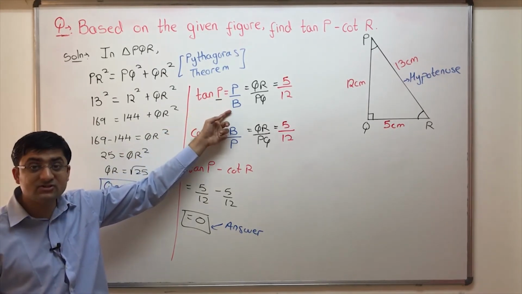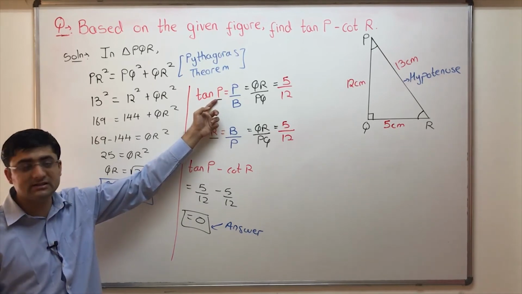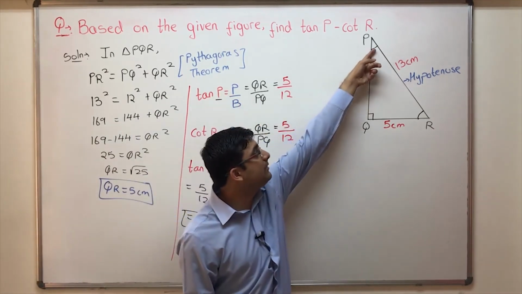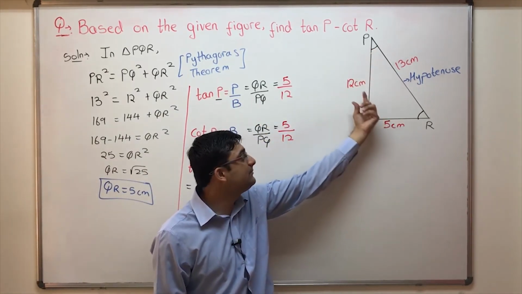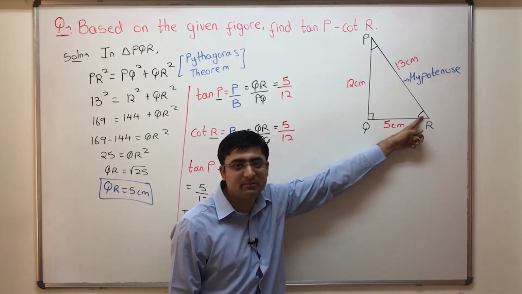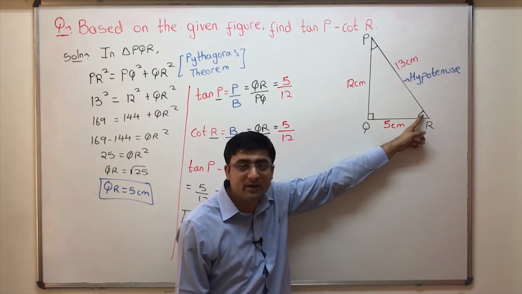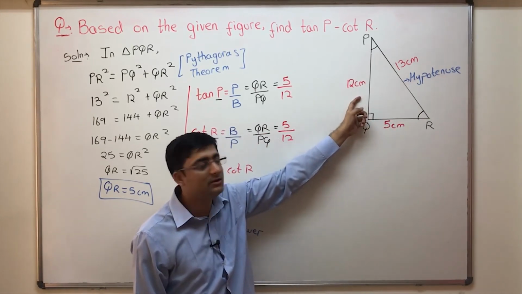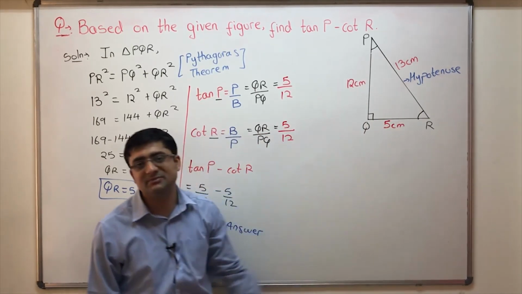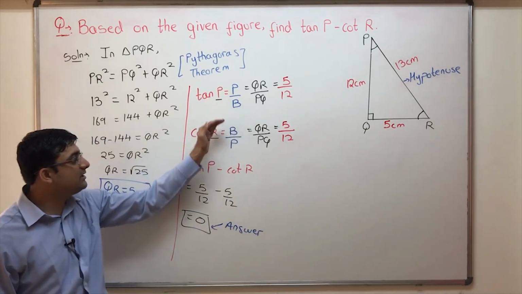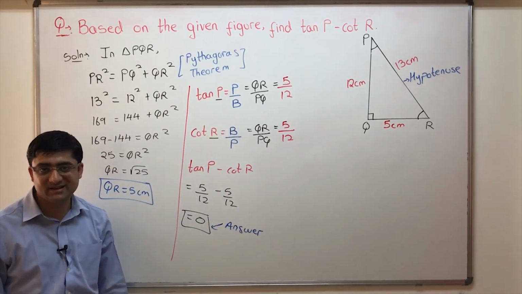First write down the definition. Be very careful for which angle it is. For angle P, the perpendicular is QR, the base is PQ. For R, the perpendicular, remember, is the side opposite to it, so for R, the perpendicular is PQ. This is the perpendicular, this is the base. Is this clear? So get tan P, cot R, plug in the values, and we get the answer 0.